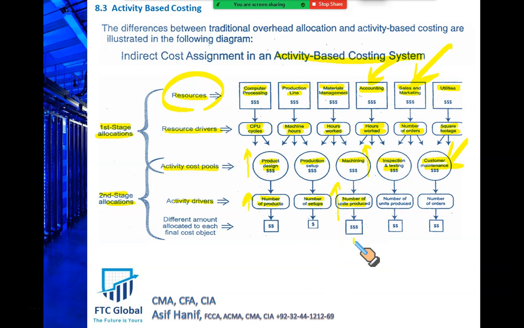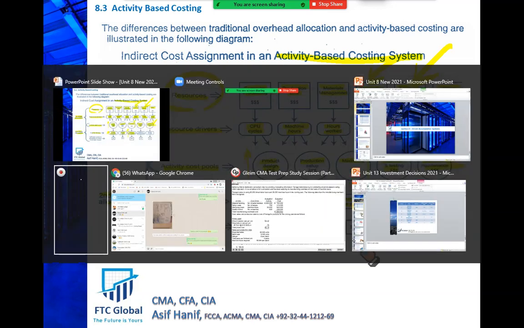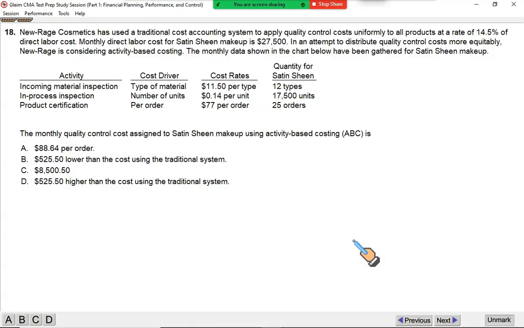So the point here in ABC is that simple items, taking less effort across different activities, will be costed less. An item that is complex to make will cost more. Let us do an example which will explain exactly this point that we are talking about.